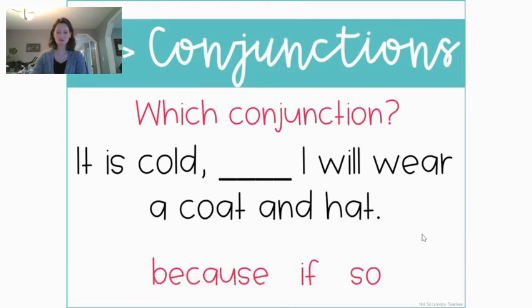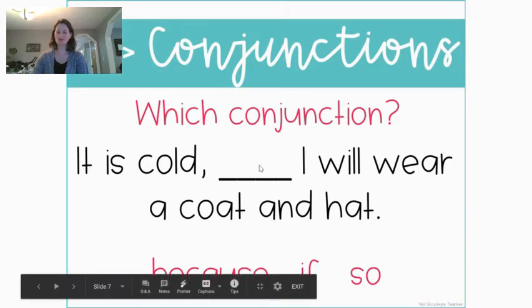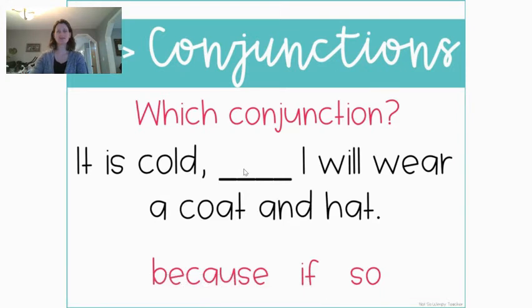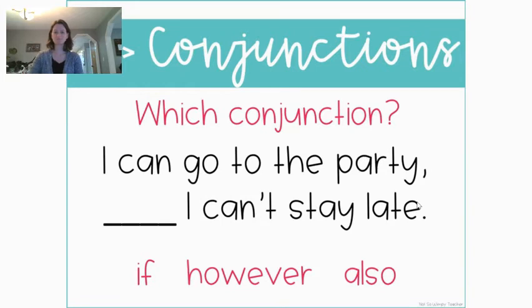Here's another one. We've got to choose between because, if, and so. It is cold. I will wear a coat and hat. Which word would we put in the middle to link those two ideas together? It is cold because I will wear a coat and hat. It's not cold because we're wearing a coat and hat. It is cold if I will wear a coat and hat. No. It is cold so I will wear a coat and a hat. So would be the correct conjunction.